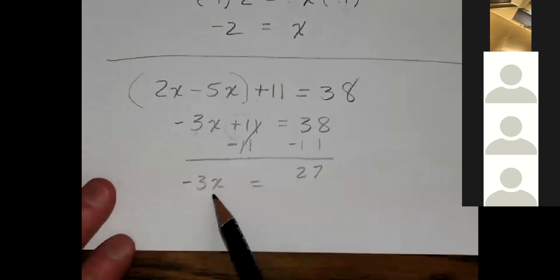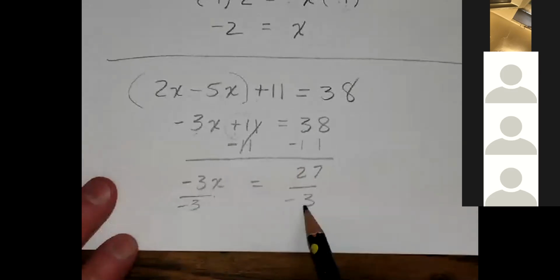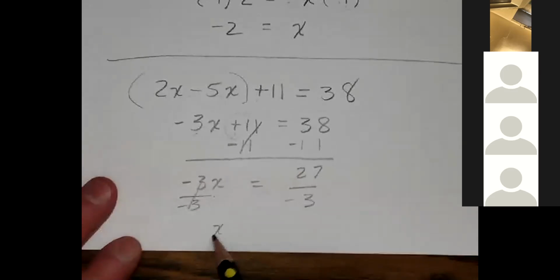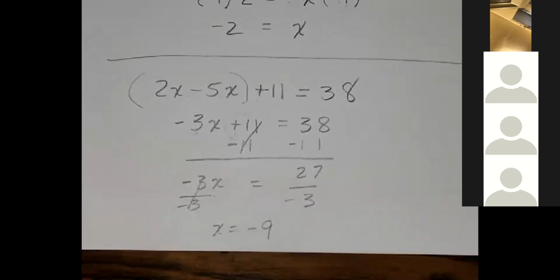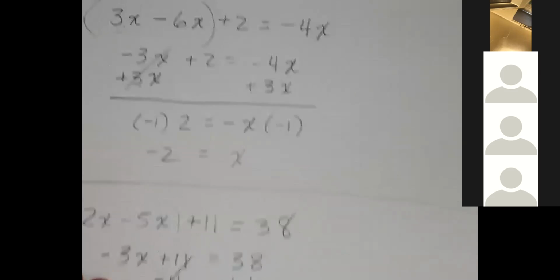And now all that's left is to divide by -3. X equals -9. Let's look at another one here.